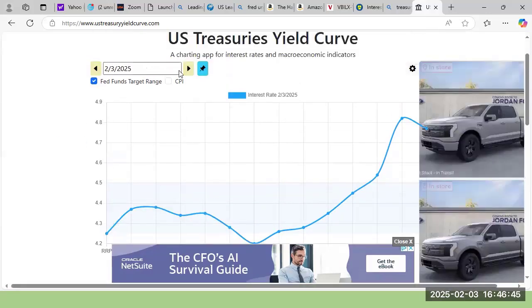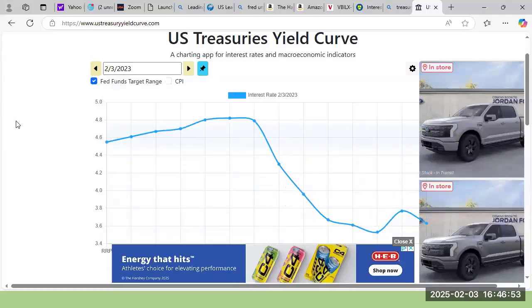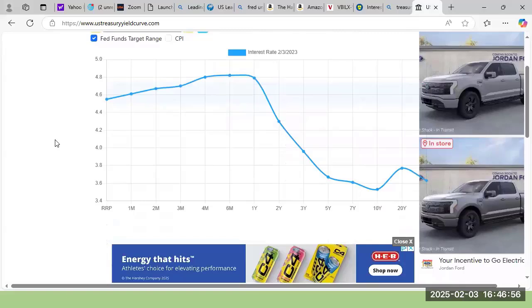If you go back to 2023, what does that look like? What do we call that? Inverted. Does it look like the 10-year is 70 basis points higher than the 2-year? 353 versus 430. No, it's like 80 basis points lower. So that's an inverted curve. What's that yield curve telling us? Recession. How good of a job did it do predicting a recession? It failed. We didn't have a recession in 2024, but that's what it was expecting.